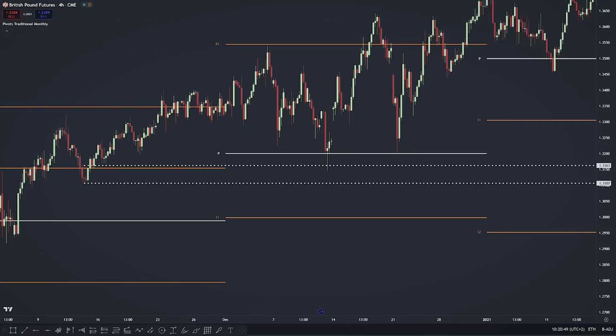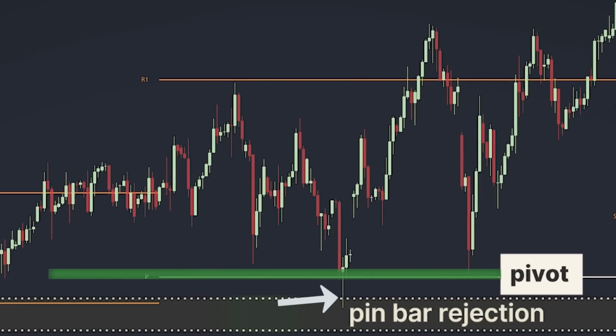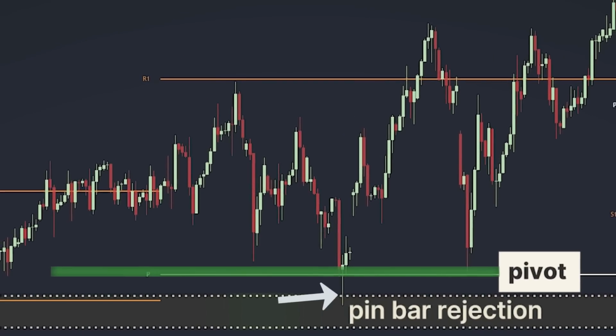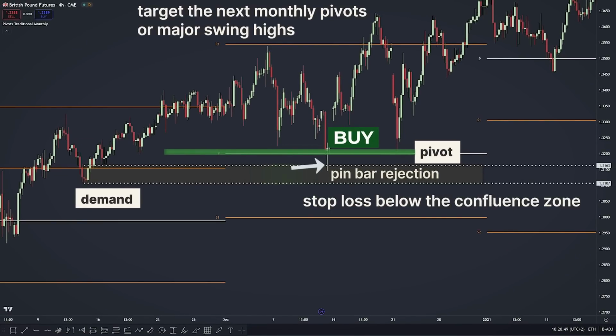Another example, price forms a demand zone and the monthly pivot line is right there. The candle prints a bullish pin bar with a long lower wick, showing that sellers tried to push price down. You can go long at the next open and place a stop loss below the pivot. Your target might be the next monthly pivot or a prior swing high. If price breaks the pivot, you might shift your plan, wait for a retest from below, and short.